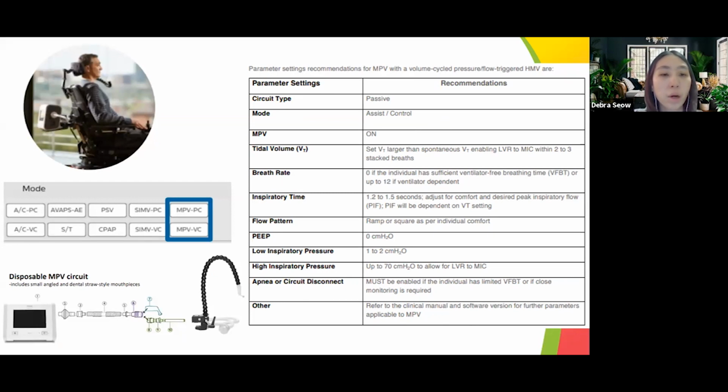And now we have different modes, different HMVs like Trilogy Evo, Trilogy 200, they carry the MPV mode as well, MPV PC as well as MPV VC. So that was all I wanted to share.